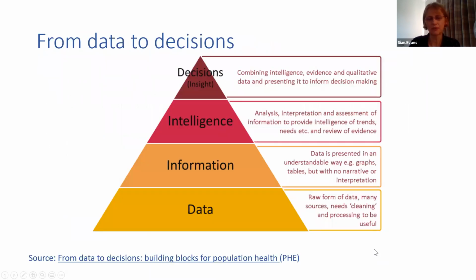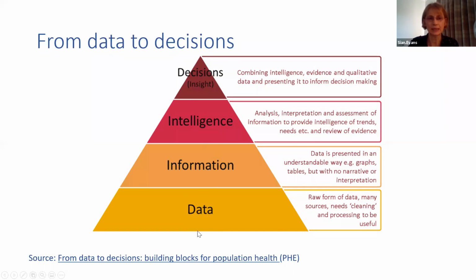In terms of data, this data decision pyramid comes from a PHE blog on data decisions, and I've put the link there if you're interested. It's a really useful read. It talks about going from raw, record level data, analysing it, presenting it, visualising it, and putting it with other information to provide insight to inform decision making. And at Public Health England, we work right across this spectrum.